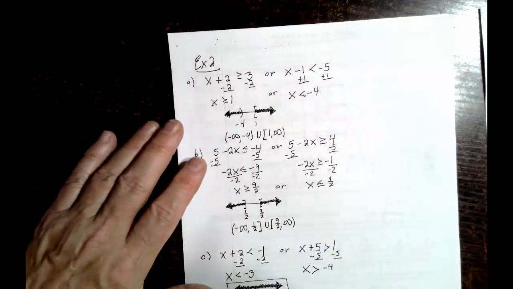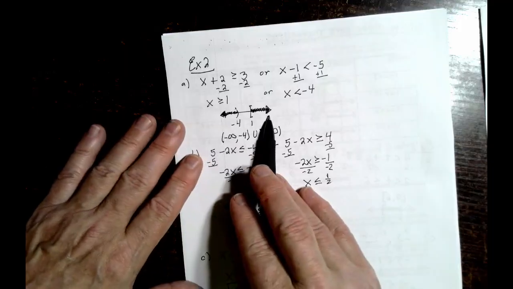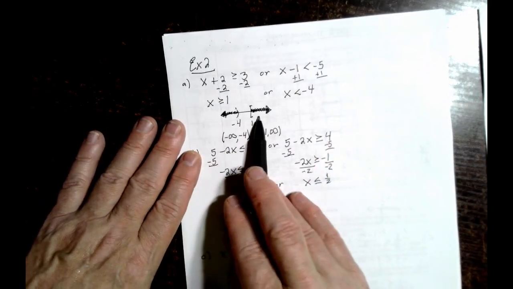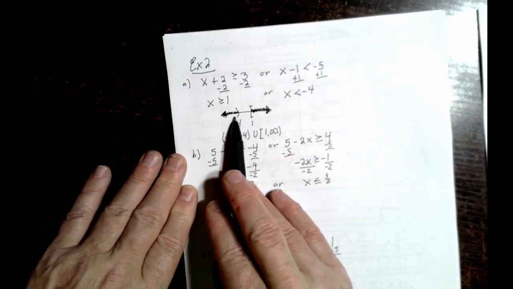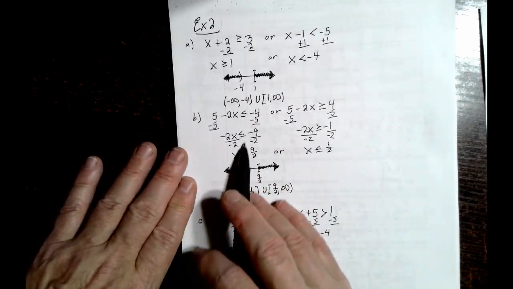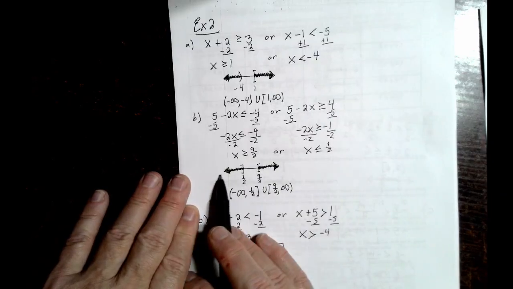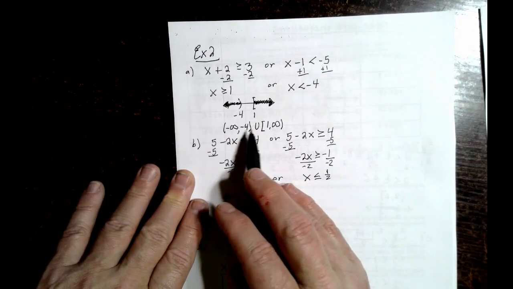Okay? Now with the or, you just come up with your two answers, and you draw both of them on the same number line. So you solve the first one, you solve the second one, and you graph each one on the same number line. So less than negative 4, or 1 and larger. Then this one, same idea. You solve this one, solve that one, and you graph each one on the number line, and you get your answer. Notice you have to put that union in between the two.